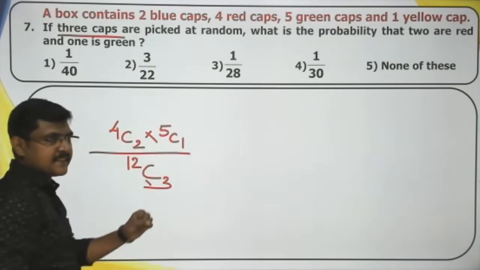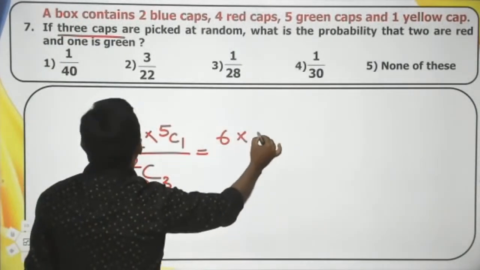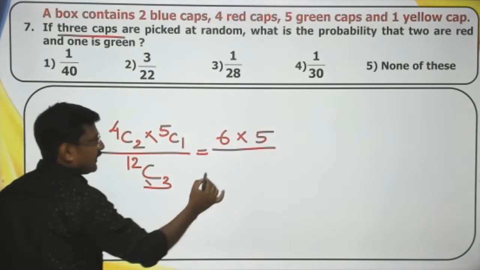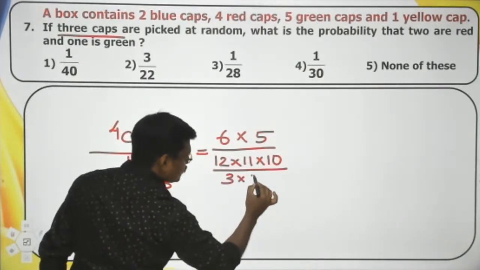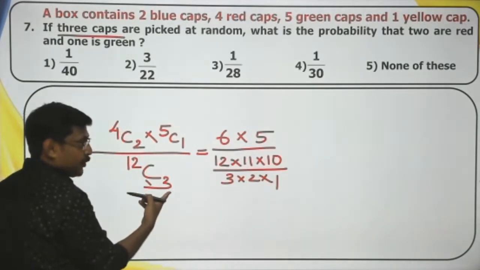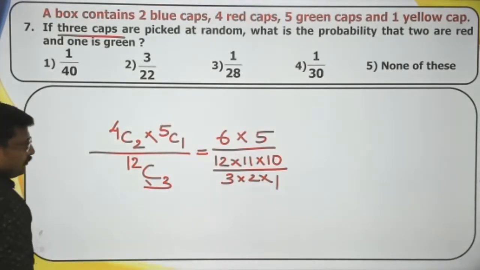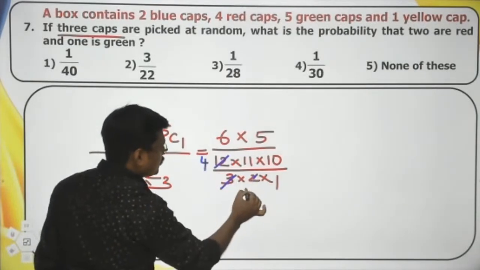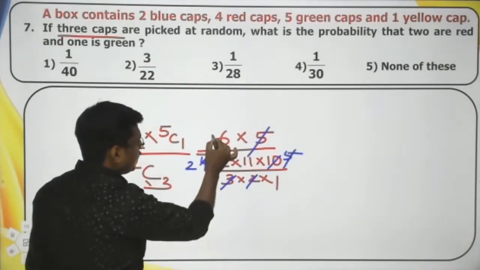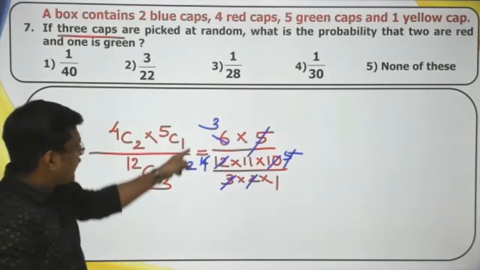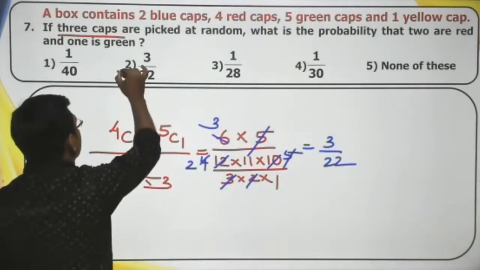On solving you will get the answer, right? So 4C2 means, as I said, 4 into 3 divided by 2 into 1, that is 6, right? 6 into 5 divided by 12C3, that we should calculate, that is 12 into 11 into 10 divided by 3 into 2 into 1, correct? Starting from 12, 3 numbers are required, so 12 into 11 into 10 divided by 3 factorial, 3 into 2 into 1. I am cancelling this. 3 4 times and 2 5 times, and I can cancel this 5 and 5. After that 2 times and this is 3 times. So we can say that the answer is 3 by 2 into 11, 22. So 3 by 22, correct? So for this question the answer is option number 2, 3 by 22.